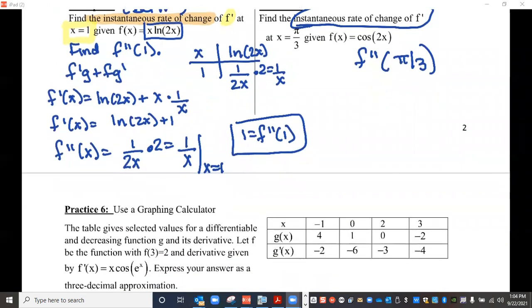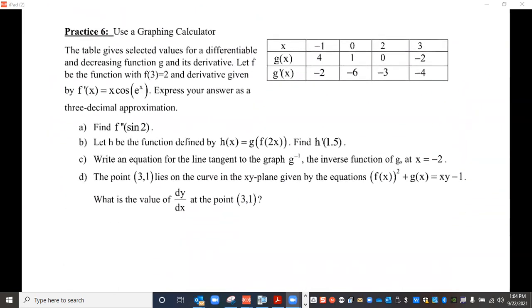Okay, everybody take out your calculators. Let's take a look at a calculator problem. It's been a while since we've done some stuff with our calculators.